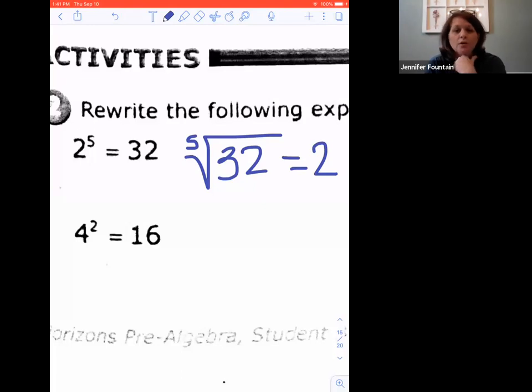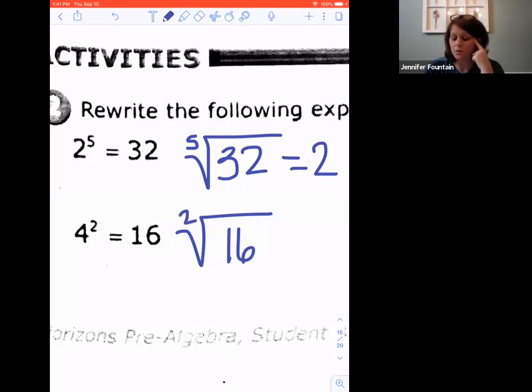Let's look at 4 squared equals 16. I'm going to draw my radical. What number goes underneath the radical? What is my radicand? That's going to be 16, right? My understood index is a 2. If you want to write it there, go ahead and write it there. It is just fine. Equals 4. So the square root of 16 is 4, because 4 times itself 2 times, 4 times 4, is 16.